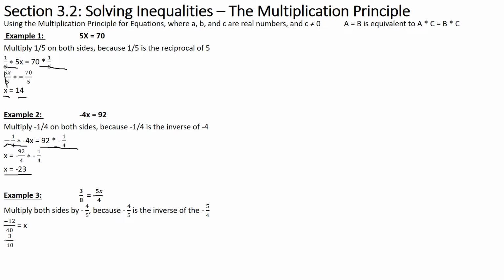I have a fraction here. Negative 5/4 x equals 3/8. I'm going to remind you that when we multiply fractions, we don't have to change the denominator, but we do have to find the reciprocal of negative 5/4. The reciprocal of negative 5/4 is negative 4/5. Negative 4/5 times negative 5/4 x is x. Negative 4/5 times 3/8 is negative 12/40, which simplifies to negative 3/10.